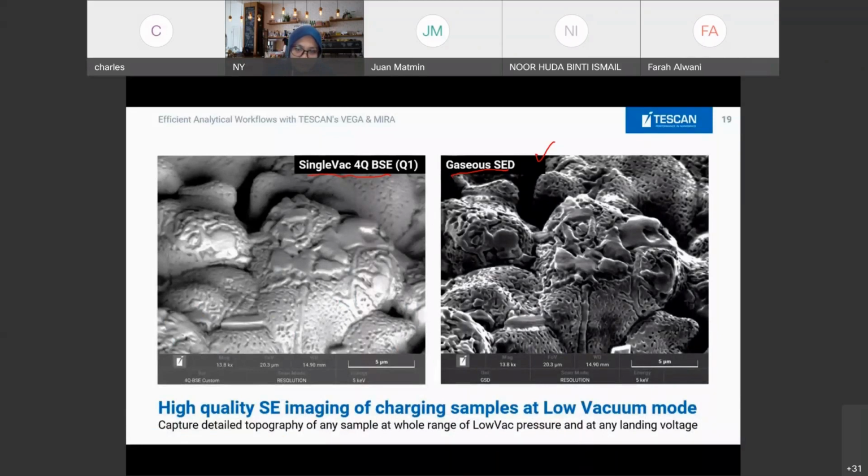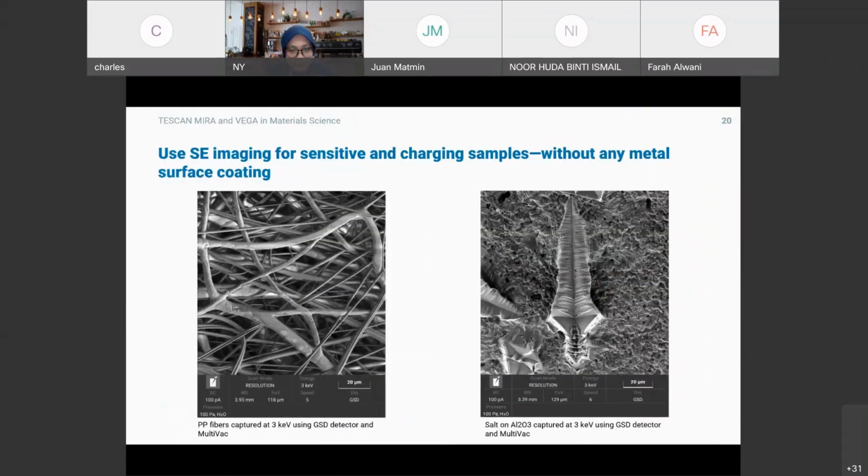Now you see the difference, right? The level of details is different. You can see this kind of structure being resolved under low vacuum by the SE detector. This is what we want eventually. Then, a further example here of how we review the finest topographic details from a beam sensitive, charging sample under low vacuum, without coating. This is all achieved by the so-called gaseous secondary electron detector.